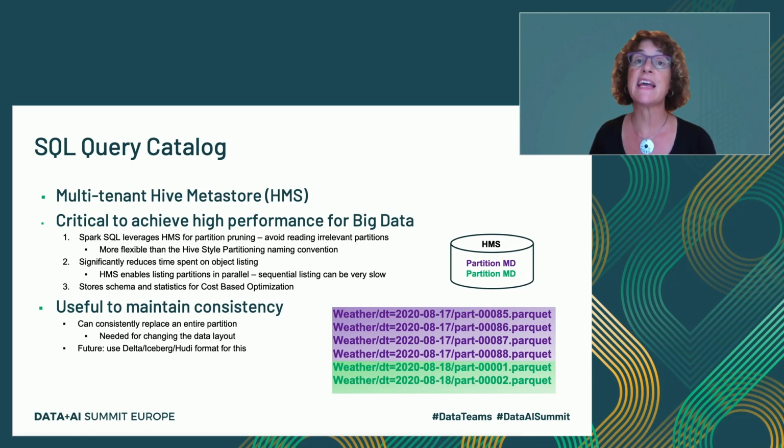Secondly, it enables listing partitions in parallel. And thirdly, it avoids costly schema inference and enables cost-based optimization. The catalog is also useful for consistently replacing entire partitions, for example, to change their data layout. And we use this capability for History on Demand.